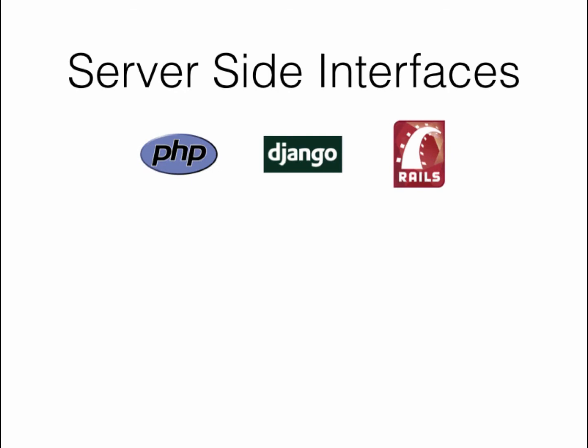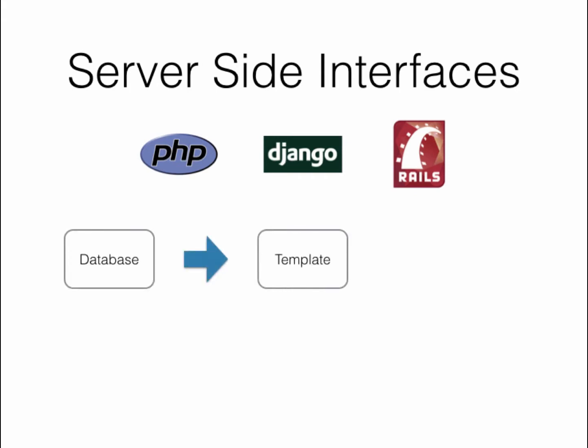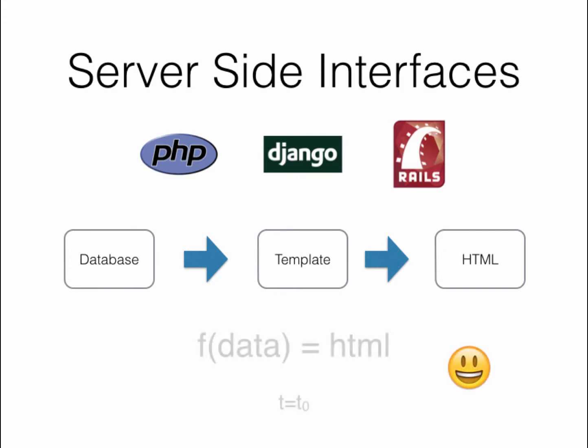So if we consider server-side interfaces, that is, if you build your HTML on the server side, it could be any website, like PHP, Django, Rails, we see that the actual generation of HTML is pretty straightforward. You first go to your database, collect some data, and then pipe that to your template engine, and out comes an HTML, right? This is a very straightforward process. And we see that server-side interfaces are pretty easy to build.